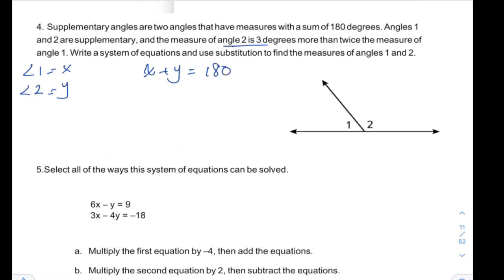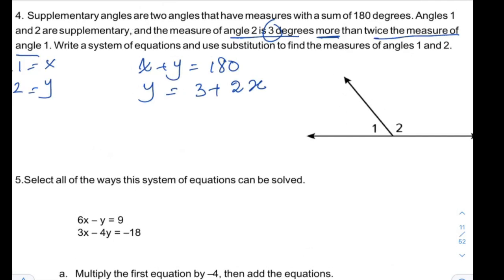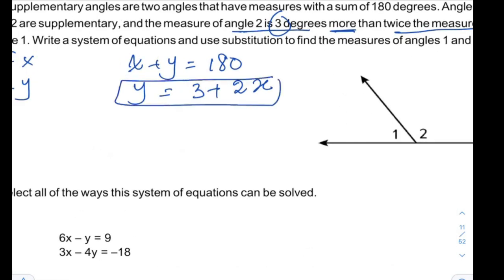The measure of angle 2, which is y, is equal to 3 degrees more than twice the measure of angle 1, 2 times angle 1, which is x. Now we have two equations to be solved. So what to do? This equation is ready to use, as you see, y is already isolated. So I will take this expression and replace it in the first equation.